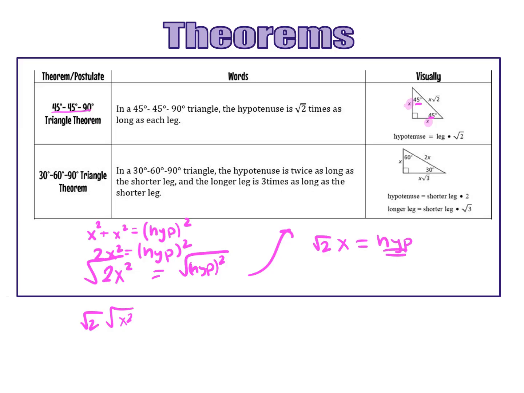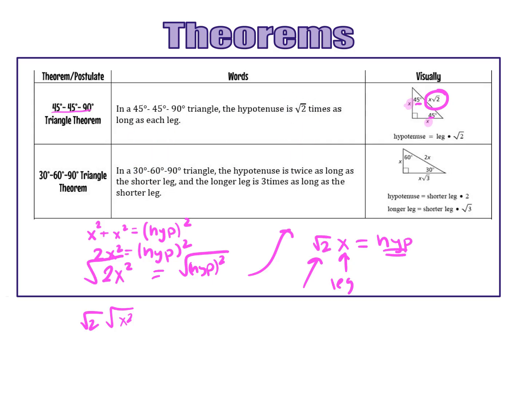So to find the hypotenuse, you take the leg and you multiply it by the square root of 2. And that's what we're saying here. You don't need to know this proof. And in fact, you could really always just use the Pythagorean theorem to find the hypotenuse in this case because the two legs are the same side. But to find the hypotenuse, you take the length of one leg and you multiply it by the square root of 2. That is what the 45, 45, 90 triangle theorem says. The hypotenuse is root 2 times as long as each leg.